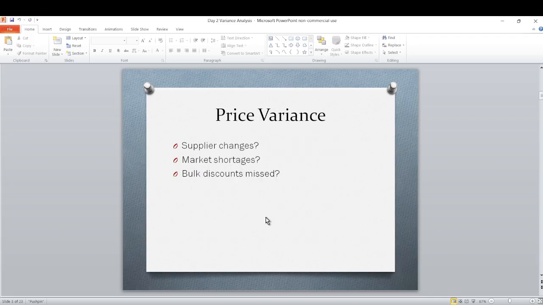Did the suppliers raise prices? Did we miss a bulk discount? Are raw materials scarce? That's the story this variance tells us.